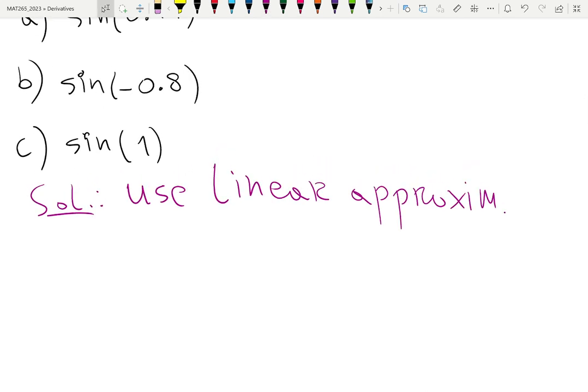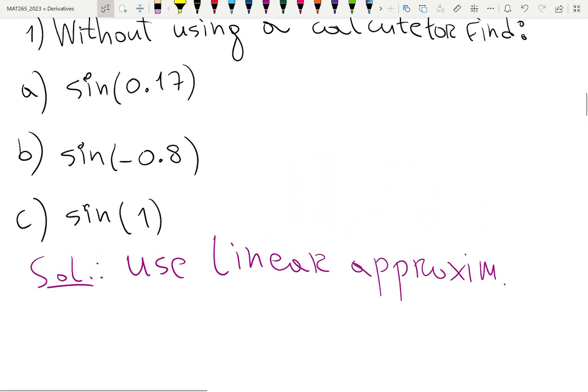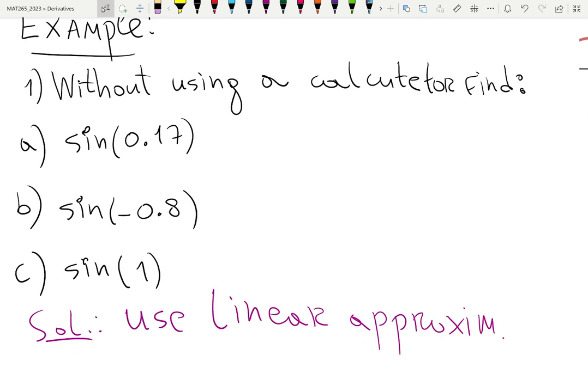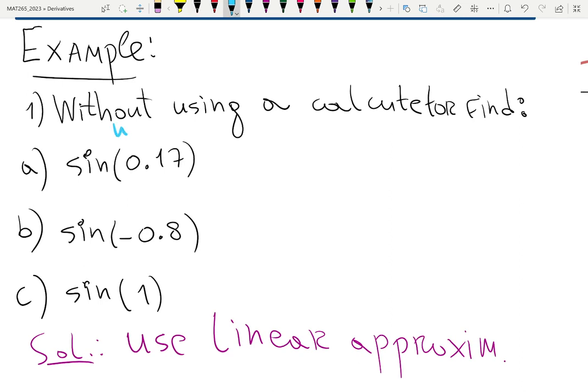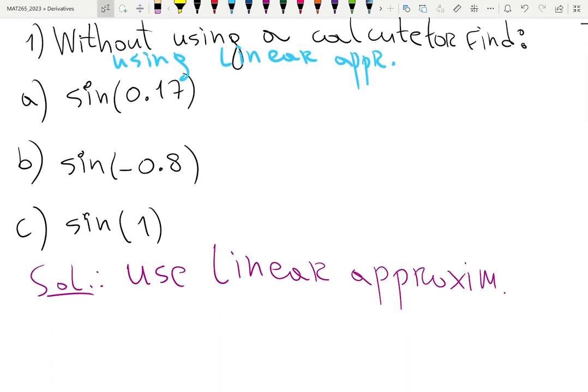Yes? How do we know if they want us to find it exactly or if they want us to approximate? Yeah, good question. Would it say find using calculator? Would it say without using a calculator? No, we're going to learn other methods soon, but not in this class yet. Good question. How do they know when they're asking you? Okay, then using linear approximation. How about that? In your homework, it's very obvious. On a test, I also tell you, using linear approximation.